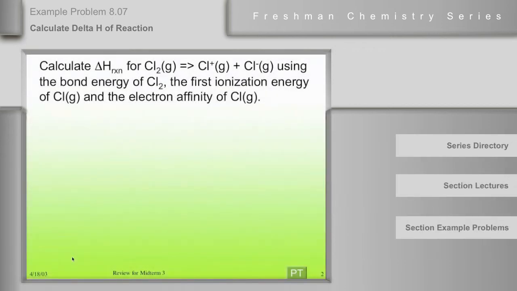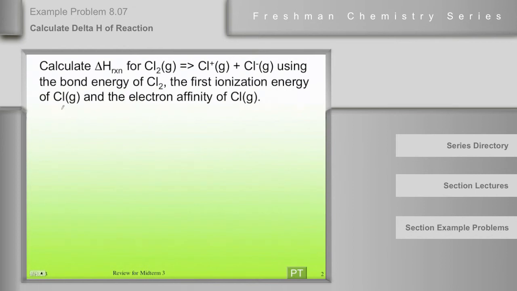Look at this. Calculate the delta H reaction for dichlorine in the gas phase going to Cl plus plus Cl minus in the gas phase, using the bond energy of Cl2, the first ionization energy of chlorine atom in the gas phase, and the electron affinity of chlorine atom in the gas phase. This is a Hess's law problem, but in order to solve it, you need to use information from Chapter 8.